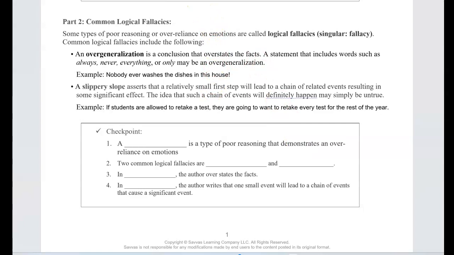In overgeneralization, you reach a conclusion that overstates the facts. A statement that includes words such as always, never, everything, only. I'm going to add some: all, none, every. So if you're like all or nothing, it's probably an overgeneralization. You might want to stop the video to write those three because I'm about to erase them. And there they go.